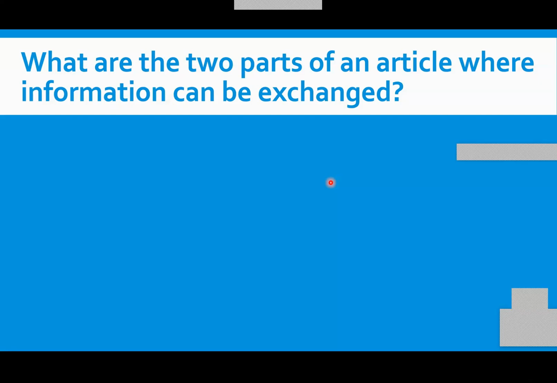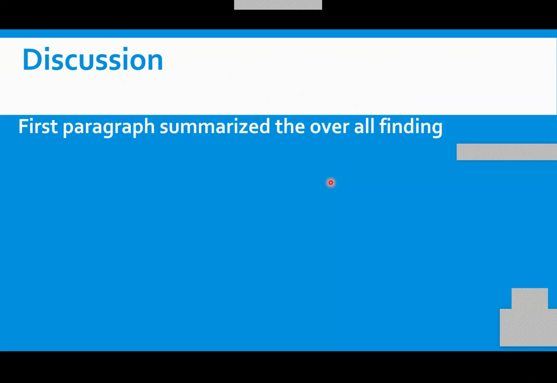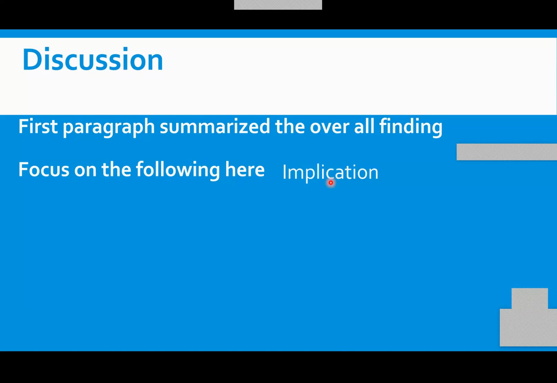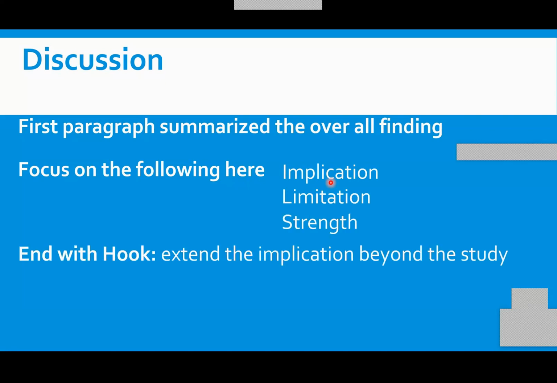The result and the discussion. The result and the discussion, correct, absolutely. So what is the discussion? The first part of the discussion will summarize the overall finding of the result. Then the discussion will focus on the implication, the limitation, the strength, and there will be a hook. That's the place where you find the hook, at the end of the discussion.